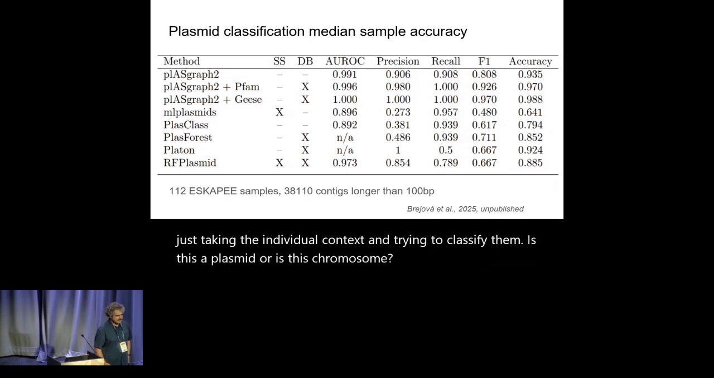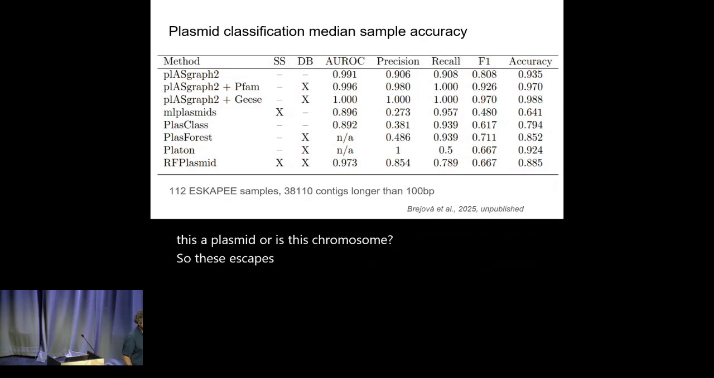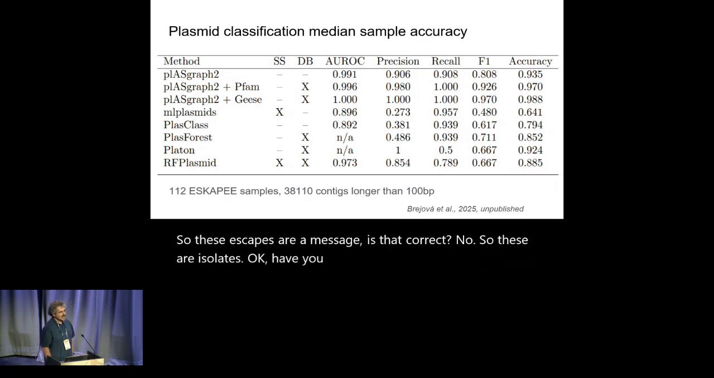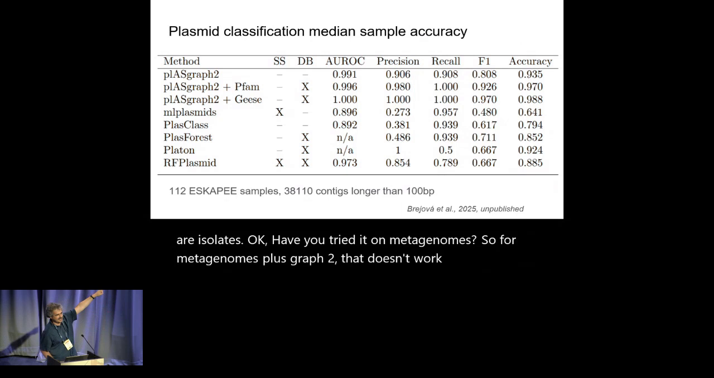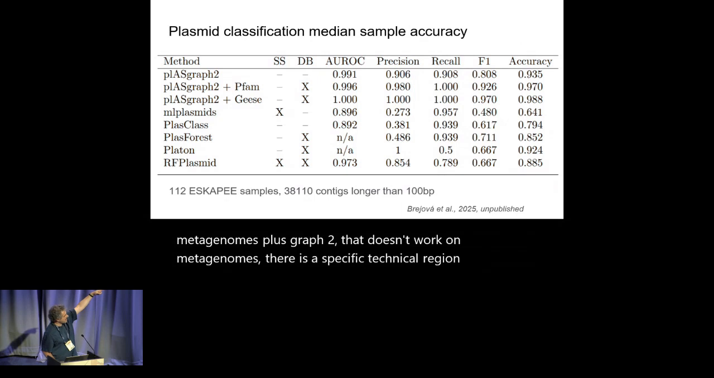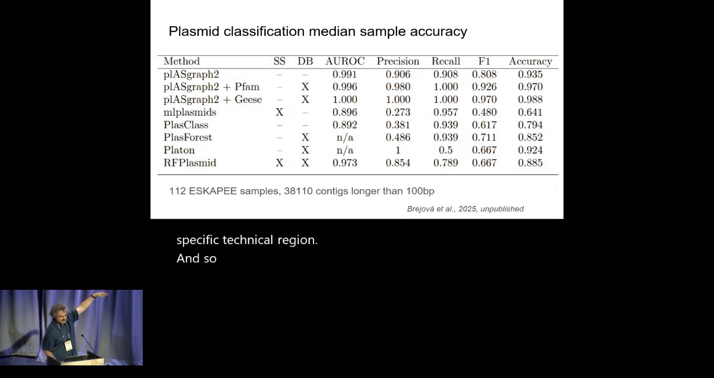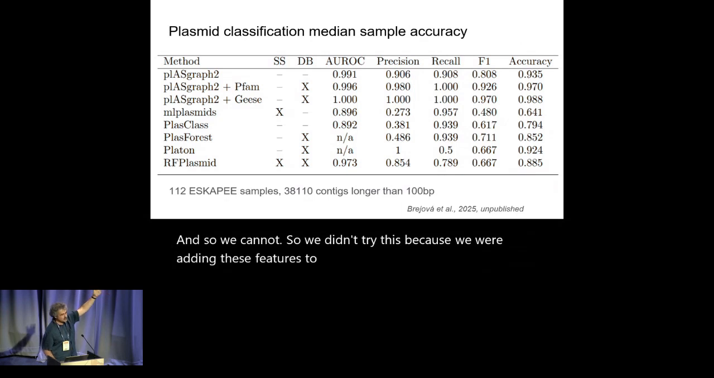So these are isolates. Have you tried it on metagenomes? For metagenomes, Plasgraph2 doesn't work on metagenomes. There is a specific technical reason why that is. So we didn't try this because we were adding these features to Plasgraph2. But for the features themselves, there is no reason why they shouldn't work.